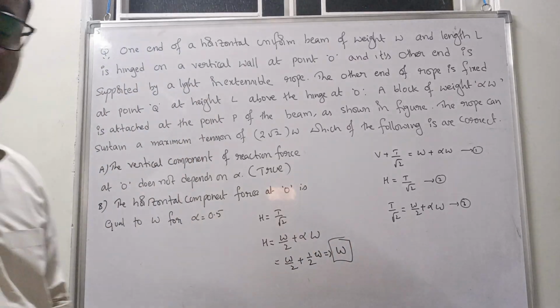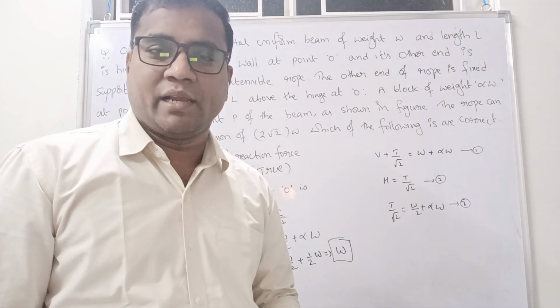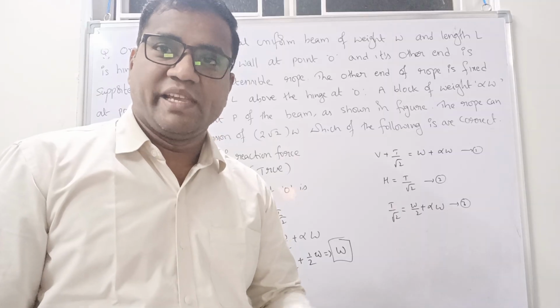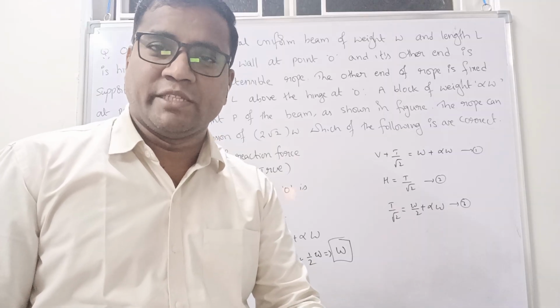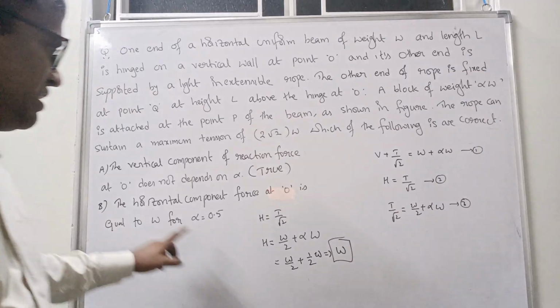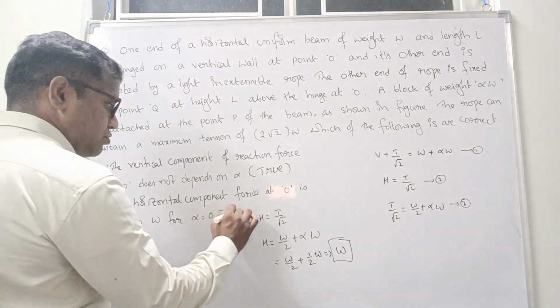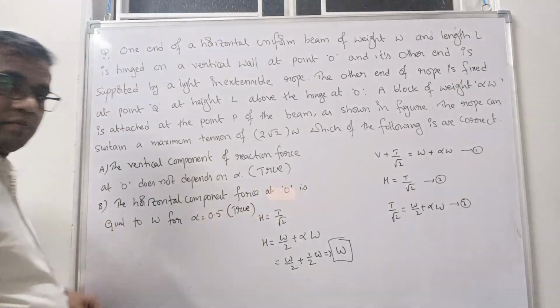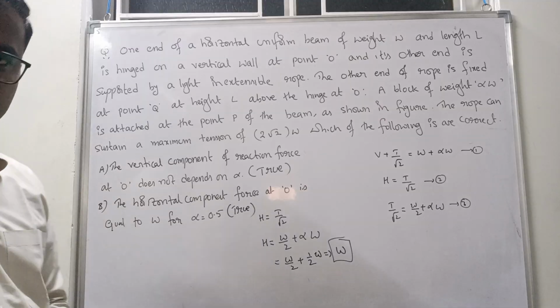Clear? That means the horizontal component at O is W when alpha is equal to 0.5. So whatever he is saying, it is correct. It is also true. Clear? Now we see the third one.